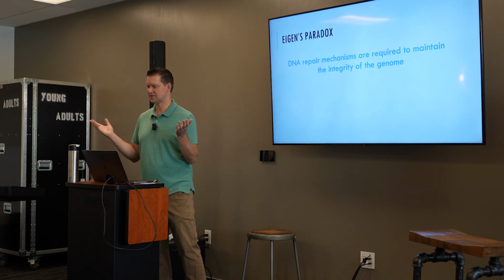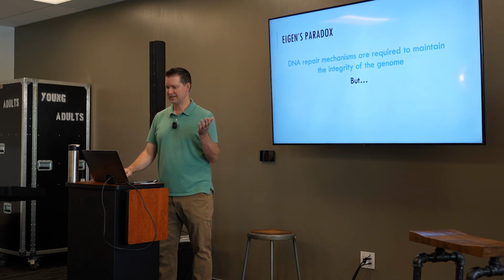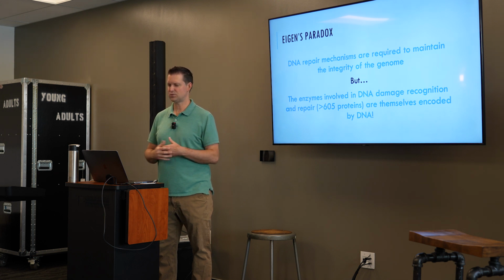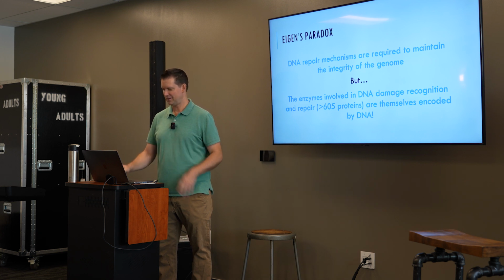It's called error catastrophe. The problem is the very enzymes involved in DNA damage recognition and repair, and a recent paper just came out where they found over 605 proteins involved in recognizing and fixing mistakes in the DNA. Those are themselves encoded by DNA. So which came first, the DNA or the repair enzymes?